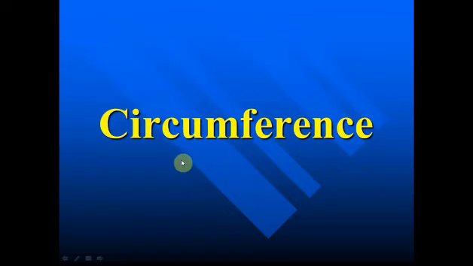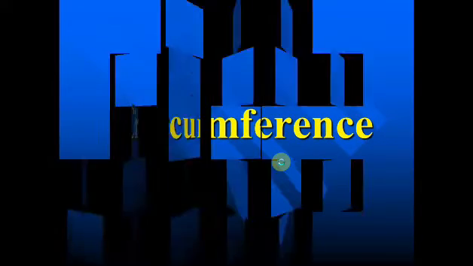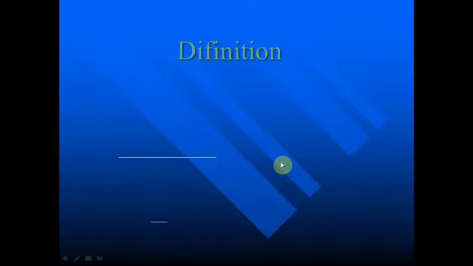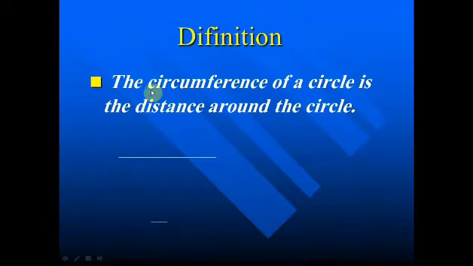Today's lesson, circumference. What is the meaning of circumference? The circumference of a circle is the distance around the circle. It means it is the perimeter of the circle. The perimeter of the circle is called the circumference of the circle.